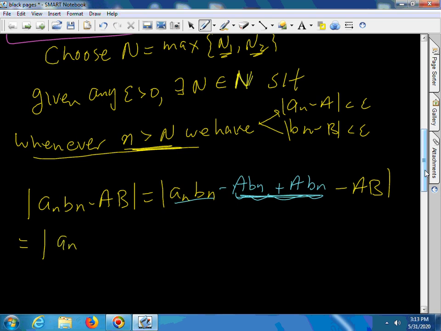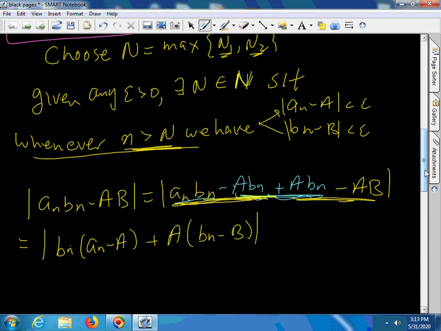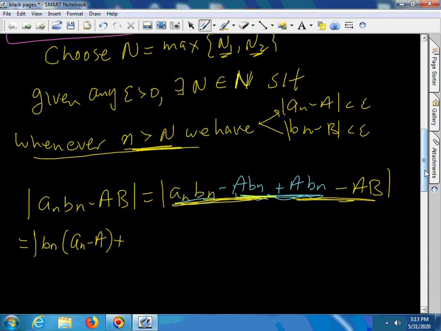This is equal to a sub n b sub n, well, let me just say b sub n first. I factor out the b sub n: b sub n times a sub n minus A. That's this part right here. And now I'm going to add on that part. But on that part, I can factor out an A, and I have b sub n minus B. Looking promising. Now, I'm going to write this just a little bit smaller: the absolute value of b sub n times a sub n minus A, plus A times b sub n minus B.